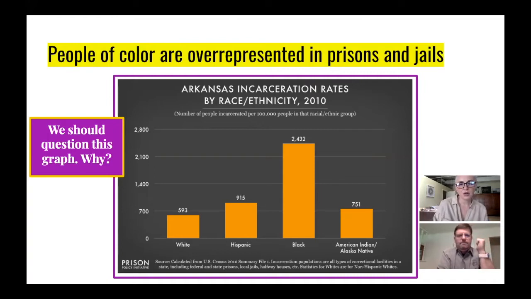Right. So what I might ask myself is, are there twice as many Black people living in Arkansas as Hispanic people? Or are there 4 times or 5 times as many Black people as white people living in Arkansas? Because if there are, then this is a good representation of the population and I'm fine with it. But if they're not, then maybe there's a further conversation there.